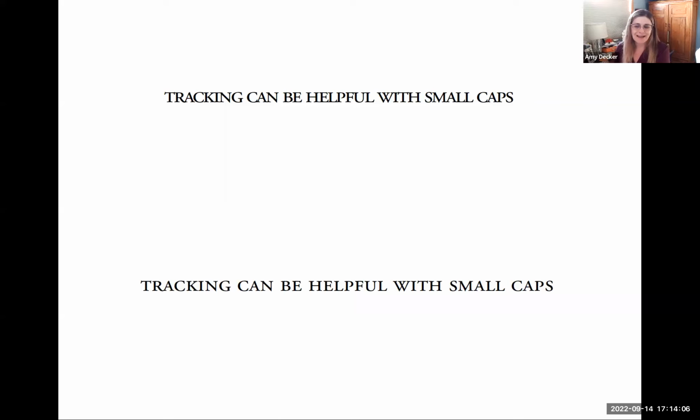Now, here's an exception to that rule. Tracking can be helpful when we use small caps. So at the top here, you can see that's just zero tracking, and notice how they're bumping into each other. So adding a small amount of positive tracking in the bottom row is very helpful with small caps. So that's one of the exceptions to that rule.